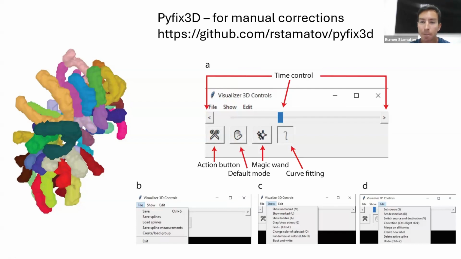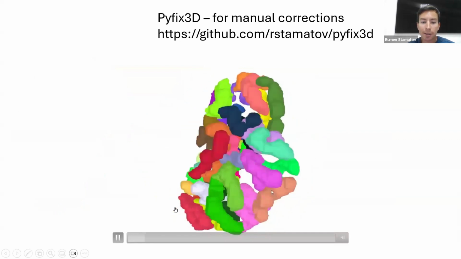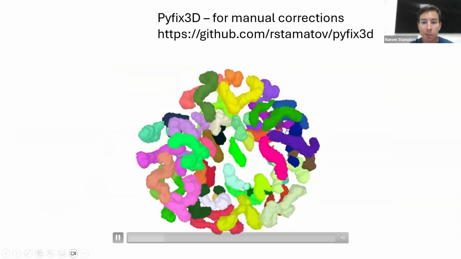So we had to develop this program that we call PyFix 3D that allows us to do manual corrections in time and space. Now, of course, there are many other programs which can do manual corrections, but most of them work on two-dimensional images or 2.5D. And this one allows us to rotate the view, select the specific area that we want to correct, and then give it the correct color. So this is a pre-recorded movie of such a process.